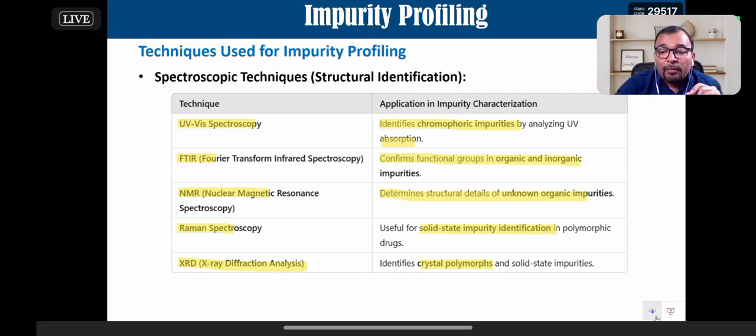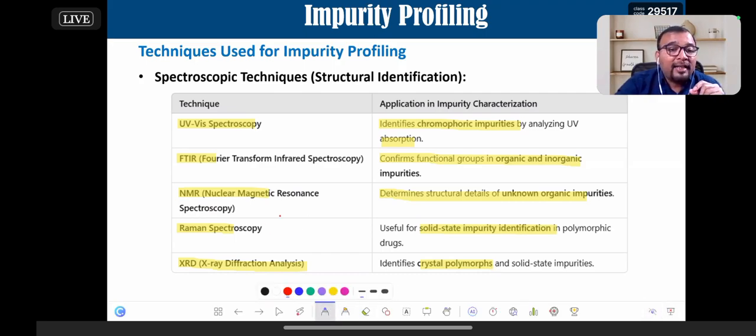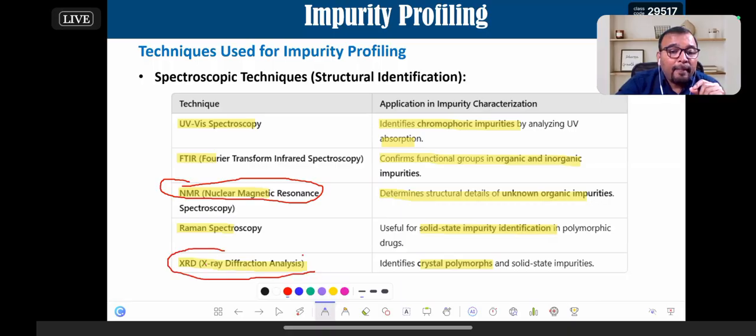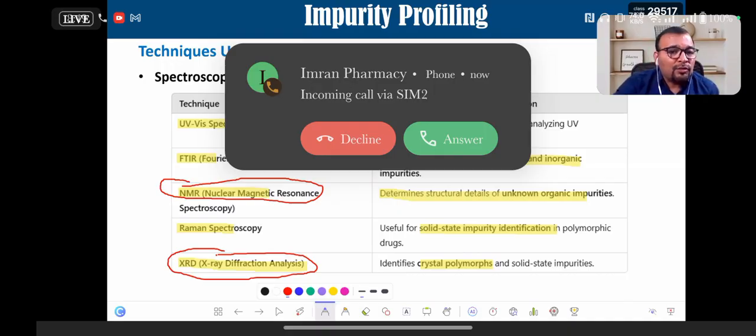And amongst everyone, I think these two techniques are very important: NMR, and second comes XRD. Because in today's time, the different polymorph is very important. So always have NMR for structural identification and XRD for the spatial arrangement of the atoms in space, that is, the polymorphic state of the compound.